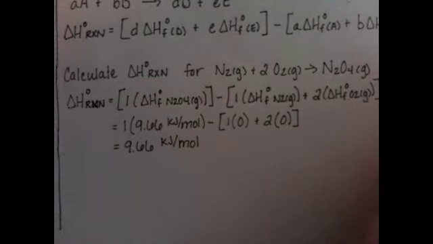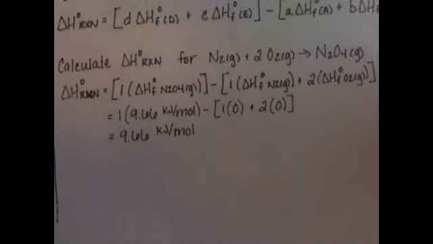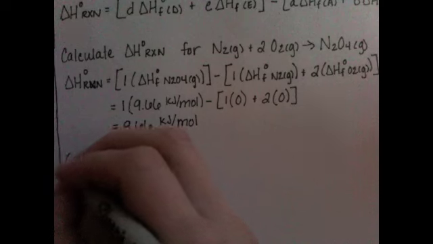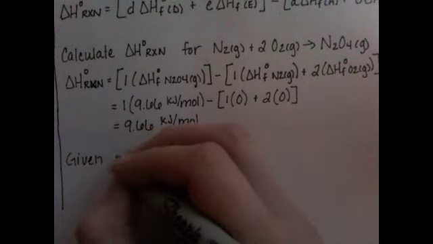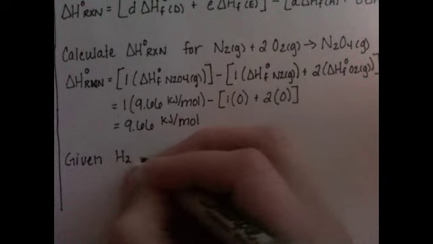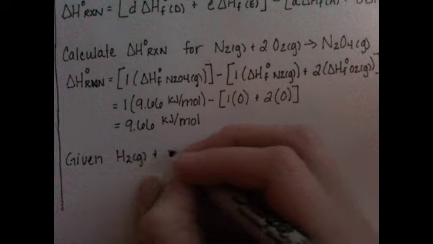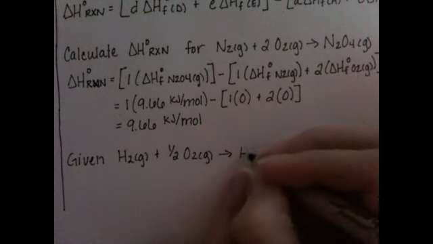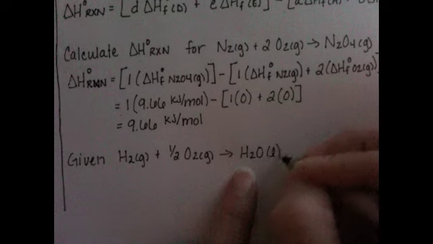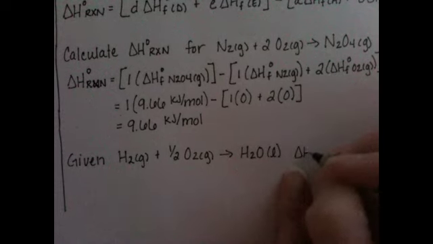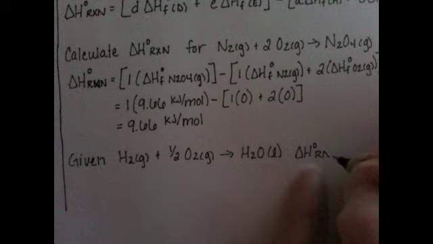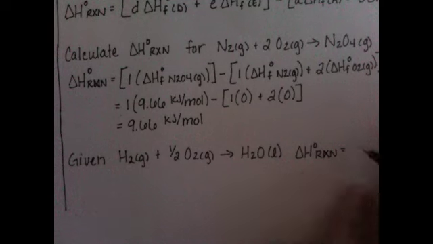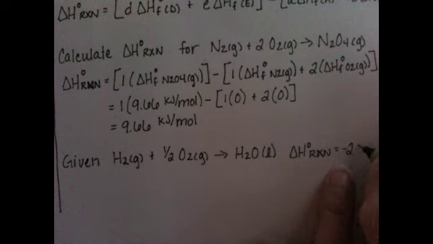Okay, so that's pretty easy to do. The calculations are not that tricky. Let's look at another type of example. If I tell you that for the reaction H2 gas plus 1/2 O2 gas produces H2O liquid, the delta H for this reaction standard is negative 285.8 kilojoules per mole.